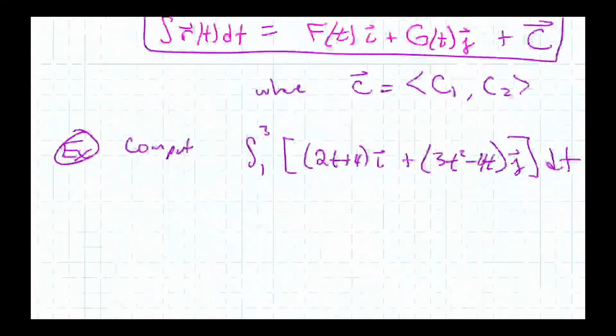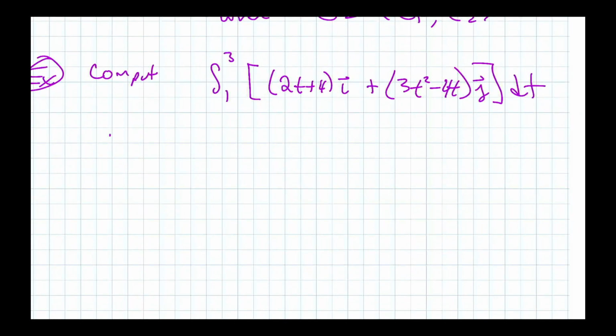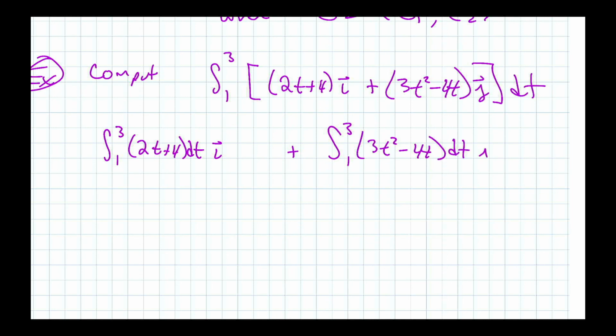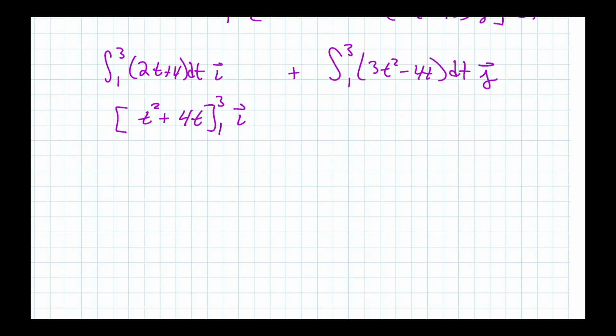So we do expect a vector for an answer here because there's i and j components. So what we got is the integral from 1 to 3 of 2t plus 4 dt i, and then plus a separate integral from 1 to 3, 3t squared minus 4t dt j. So you just split it up and then you just do each one separately and throw the i and the j on the end. So you would just do antiderivative. So you get antiderivative of 2t is t squared. Antiderivative of 4 is 4t. That goes from 1 to 3, and you're going to multiply by i at the end.